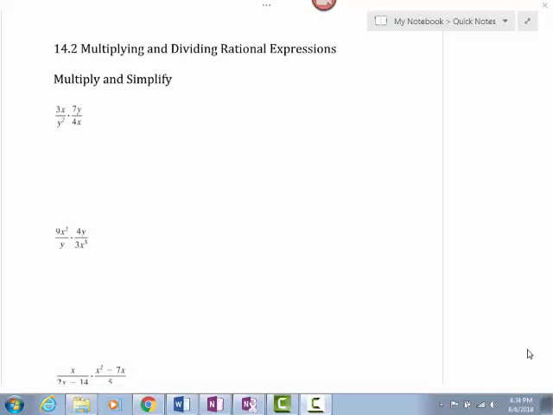14.2 is multiplying and dividing rational expressions. So the first part we'll be dealing with is multiplying and simplifying. Remember, simplifying just means that all we're going to be doing is reducing the fractions.